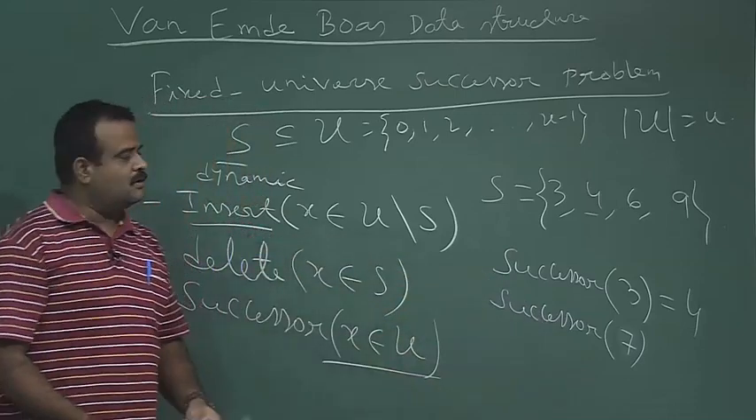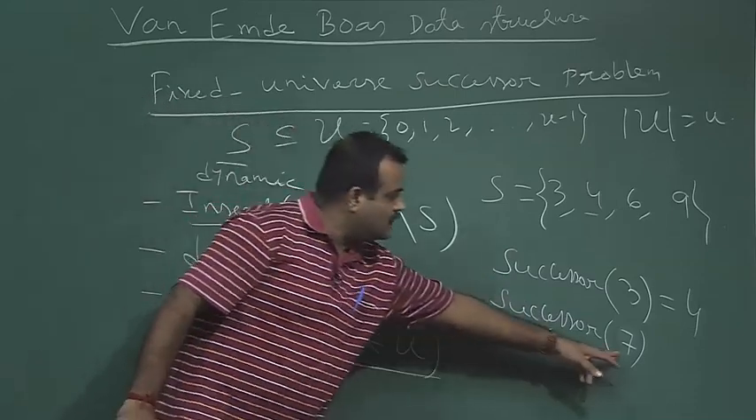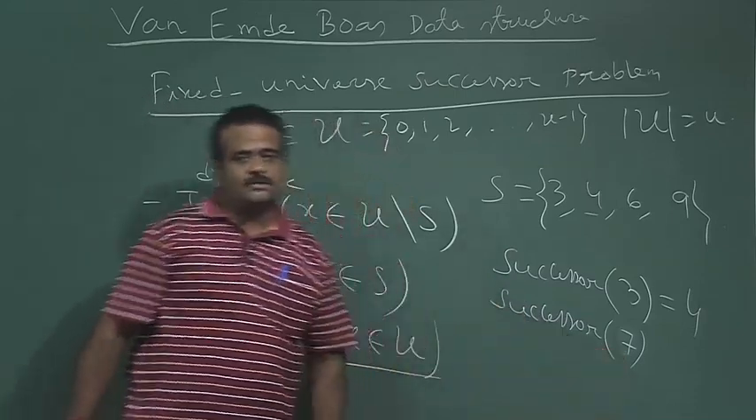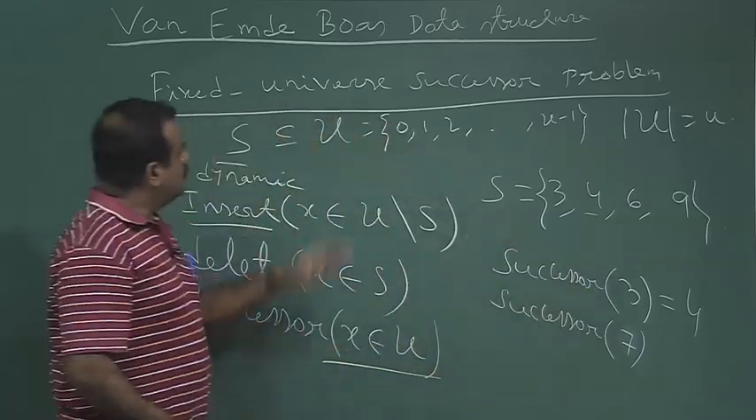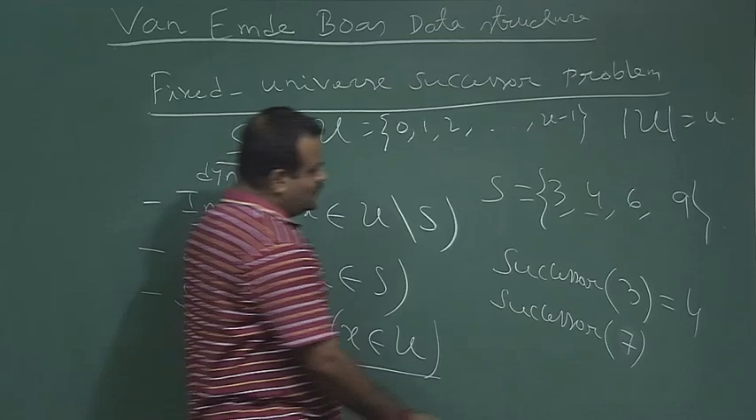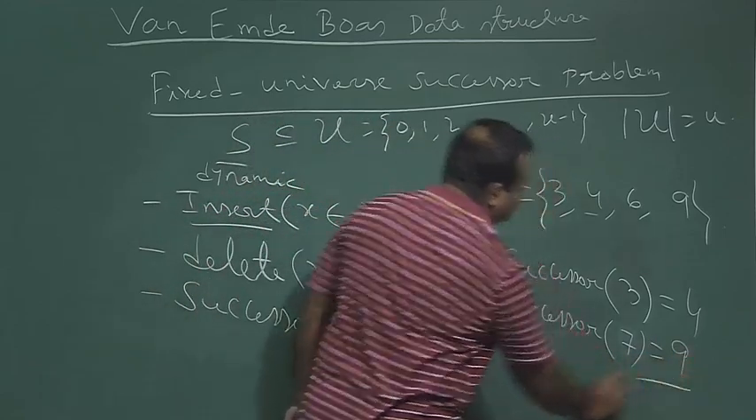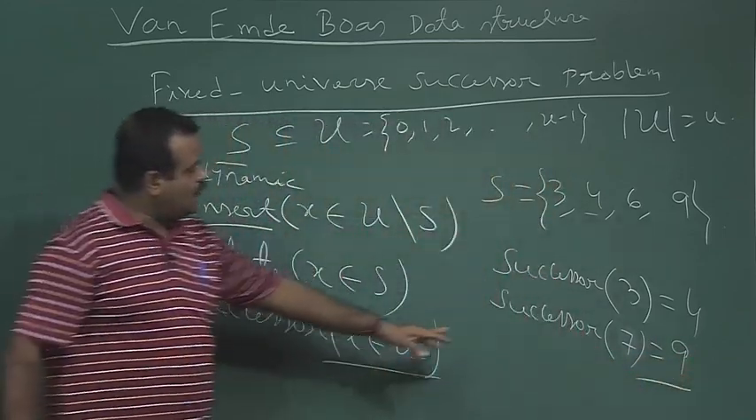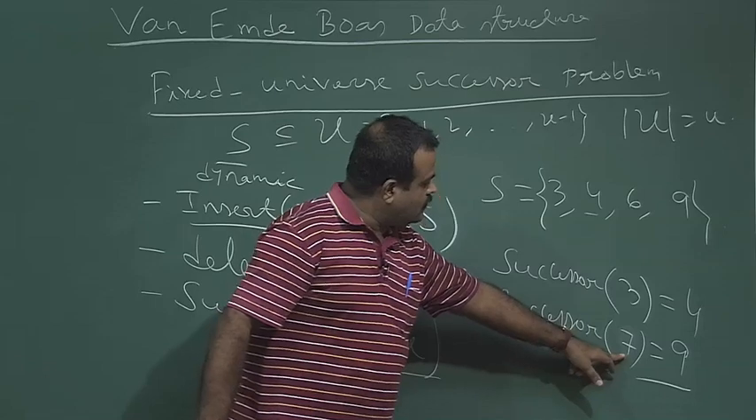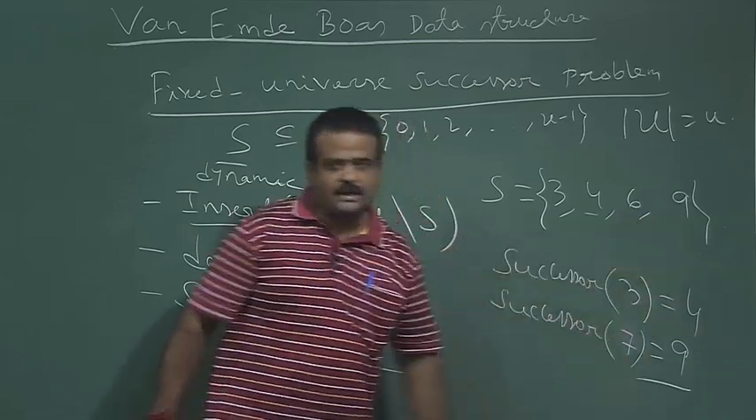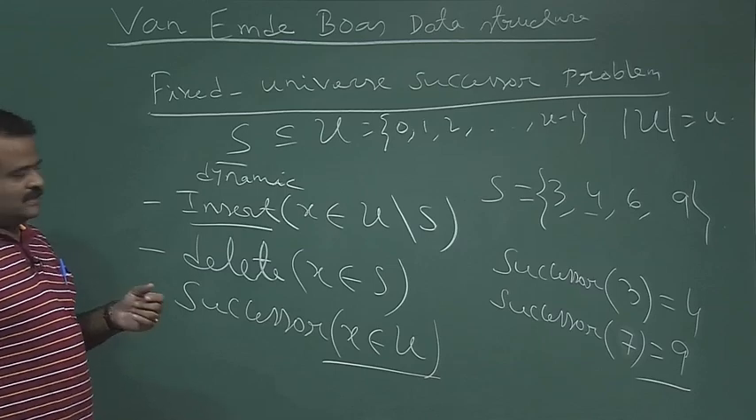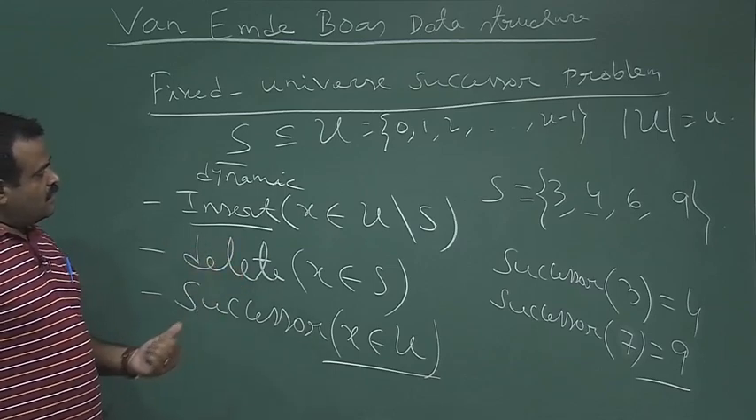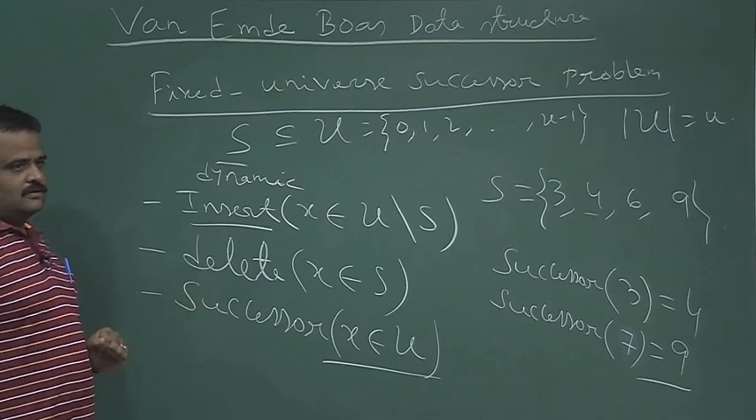So it is not necessarily that the successor query will be on an element which is in S. It can be any element in U. The successor of 7 is 9, the next element in S after 7. Similarly, we can have a predecessor: before that, what is the previous element in S? So this is the problem.